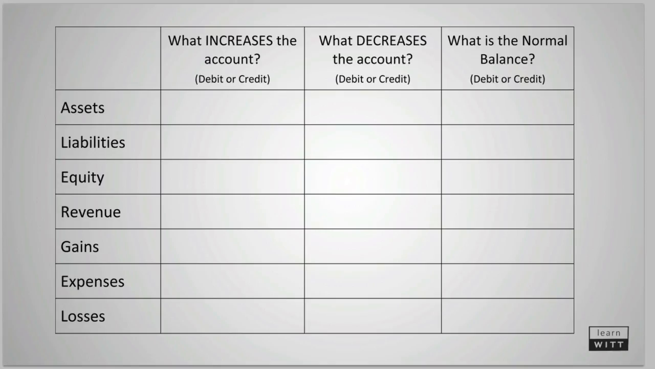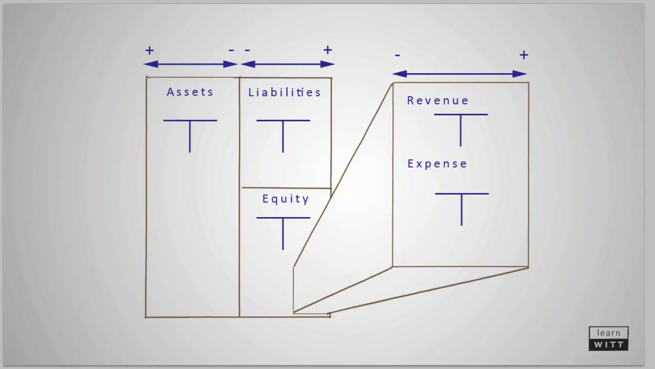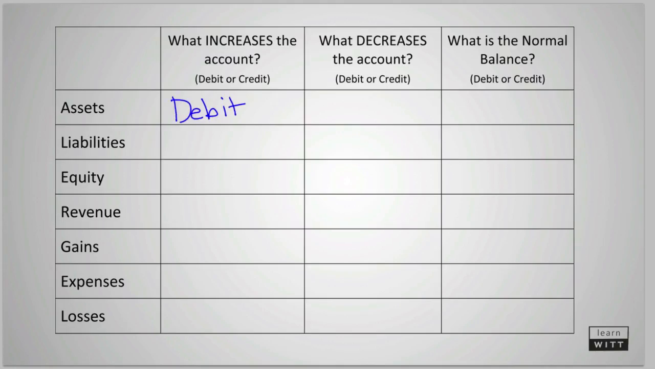The first question is, what increases an asset account, a debit or a credit? If we look at the debit and credit framework diagram introduced in the prior lesson, we see that all assets are increased by putting an entry on the left side. We know that debit means left, therefore, a debit increases an asset account. Contrarily, a credit decreases an asset account.